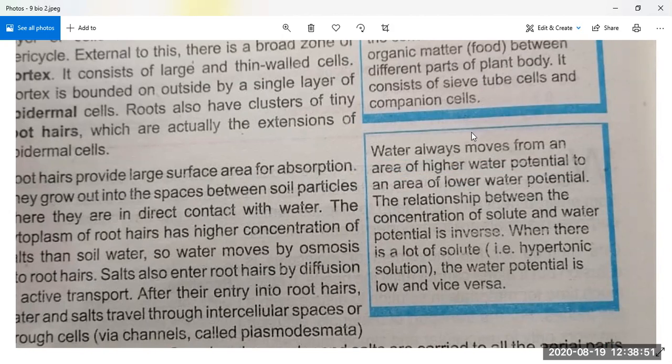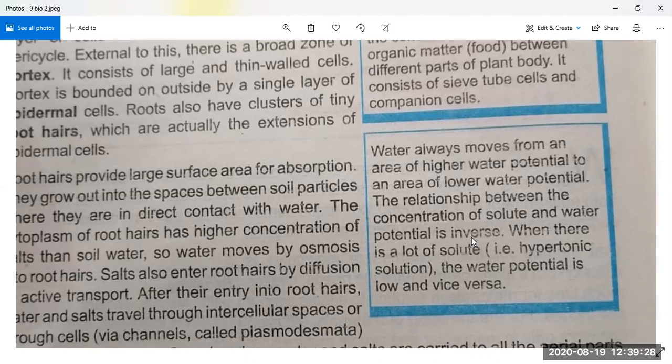Okay, now come to the second box. Water always moves from an area of higher water potential to an area of lower water potential. This is very common, and we all know that water always moves from a high area to a low area. So the relationship between the concentration of solute and water potential is inverse. You have to understand this line. Solute is a substance which is dissolved in the water.